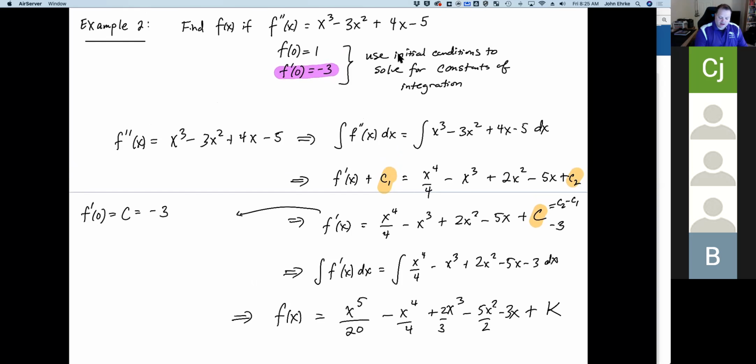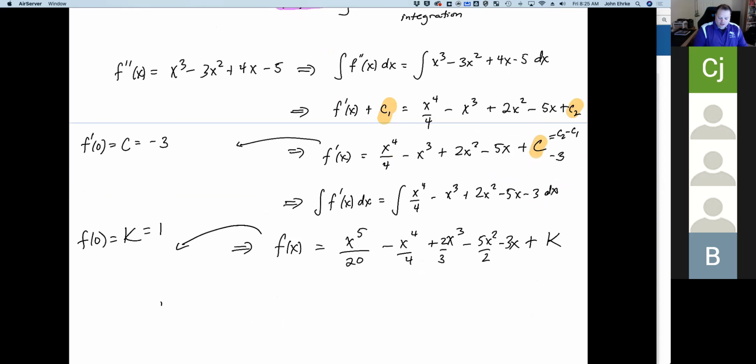So to find it, I'm going to use the other piece of information I'm given, that f of 0 is 1. I'm going to go off to the side and say, okay, f at 0 is just going to be K, which is 1. So my answer is x to the 5th over 20 minus x to the 4th over 4 plus 2/3 x cubed minus 5/2 x squared minus 3x plus 1.